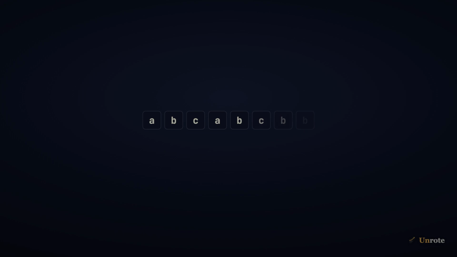Here's a string of characters. Find the longest stretch you can read straight through where no letter repeats. The slow way tests every possible stretch, but there's a way to find it in a single pass, never looking at any character twice. The rules are simple.